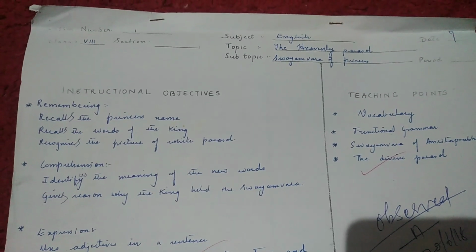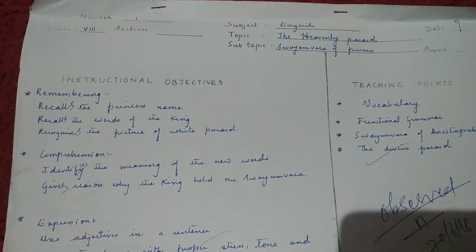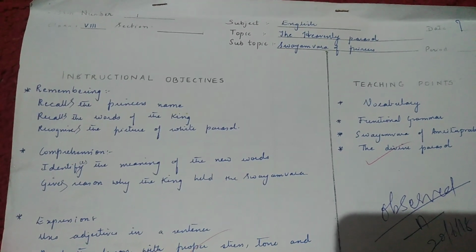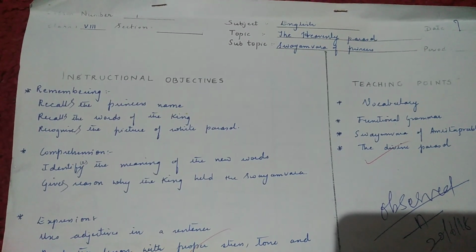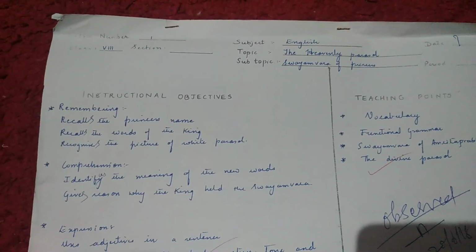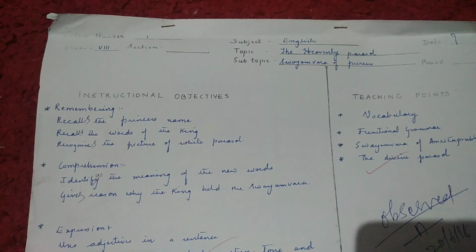Now, on the first page you have something called instructional objectives, which you all know about. In English we have RCEA, which is nothing but remembering, comprehension, expression, and appreciation. And then on the right hand side you will write your teaching points, your teaching aids, and the references, but I have written them on the next page.